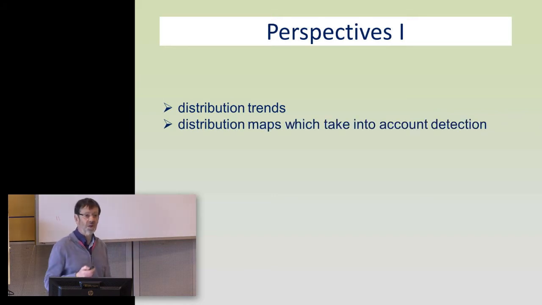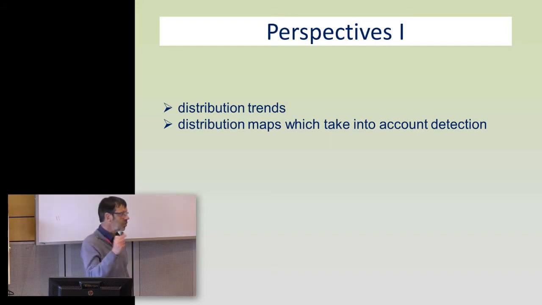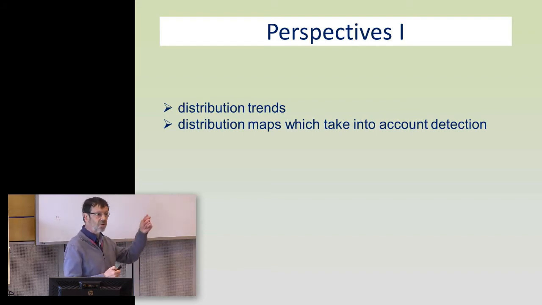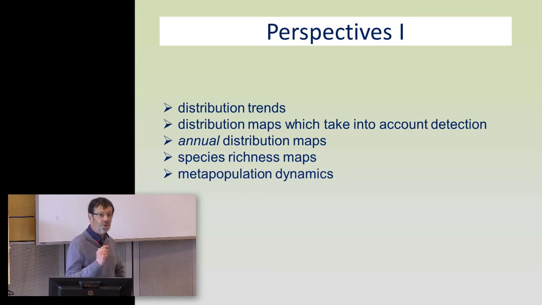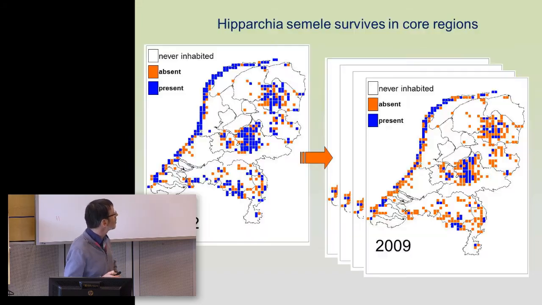You get distribution trends, as I described. You could also have distribution maps where you take detection into account. So this is an improved sort of species distribution modeling. You can have annual distribution maps. You can have species richness maps on an annual basis. You could do much more on metapopulation dynamics using the annual maps.